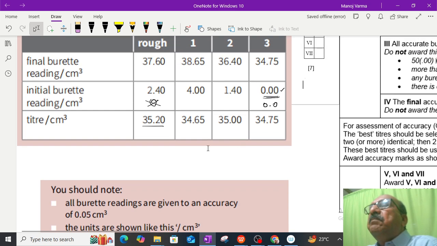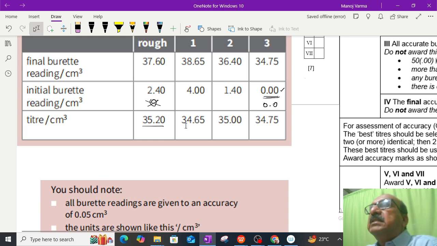Now, when you take the mean, you don't have to include the rough titre, because the rough titre is actually quite off the mark. So we don't consider this for taking the mean or the average. So which two readings will you take?